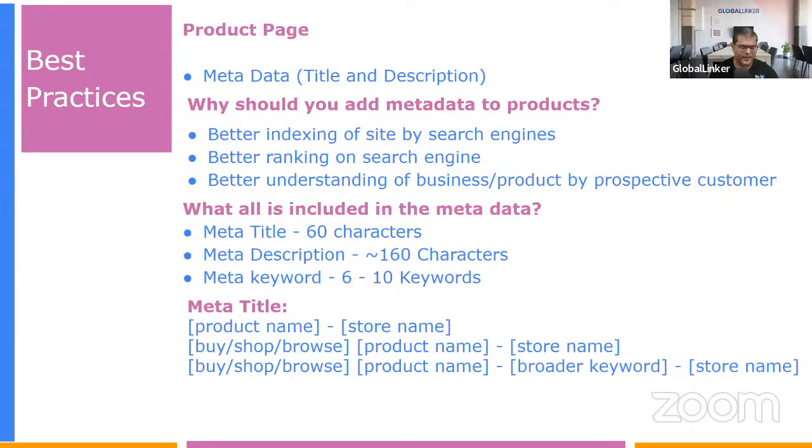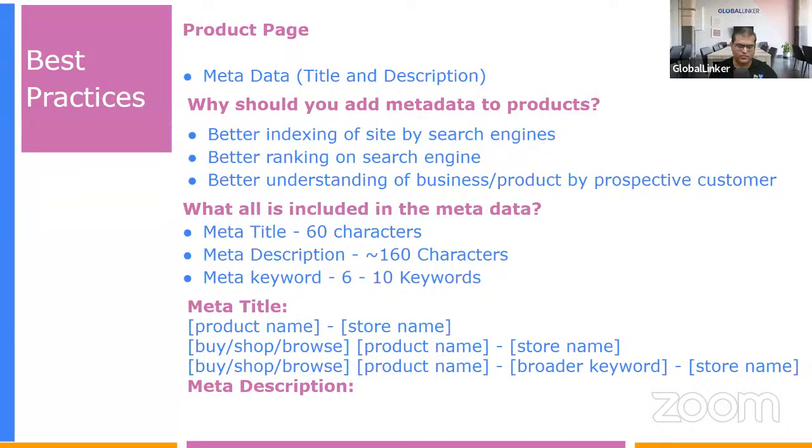Next is similar to it, but there you can also include a broader keyword that is relevant to your product. Like a polo t-shirt, or buy t-shirt online, or a hand embroidered t-shirt. So depending on your business requirement, you can add that. That is something you'll be able to understand when you do keyword research using the Google Keyword Planner.